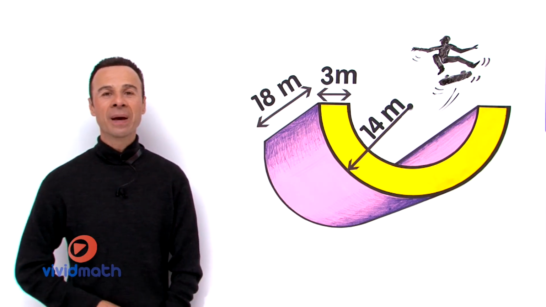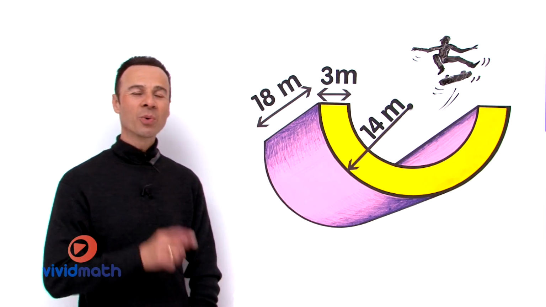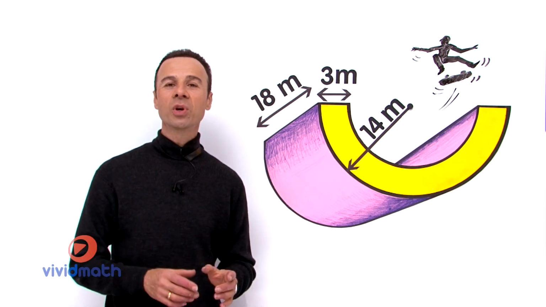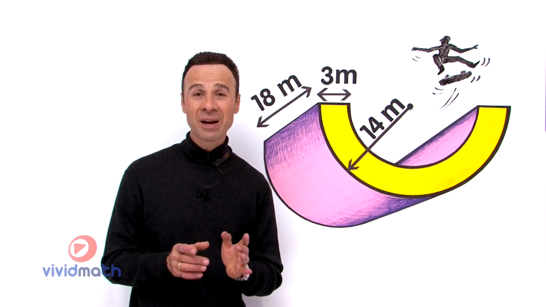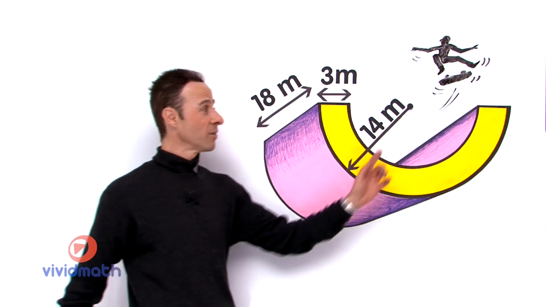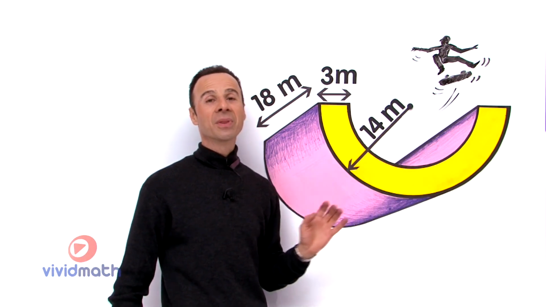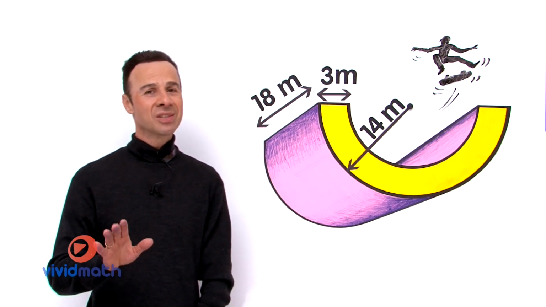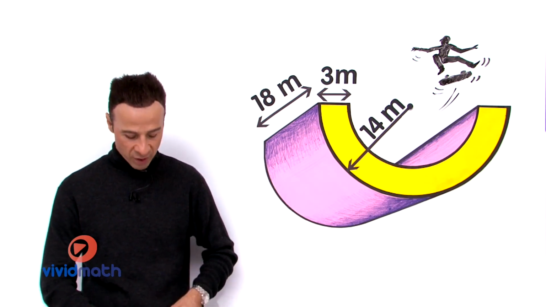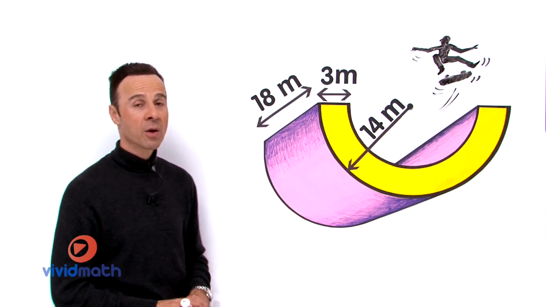Now here's the thing about it. We're going to do it in two stages, but there's something we've got to do first. And the thing is, we've got to work out what the radii is of each of those semicircles. Now we have a big radius and they gave it to us. It's 14 meters, but they haven't given us the small radius. So we need to work that out. It's a simple calculation. Nevertheless, we've got to do it. So let's do that right now, first off the bat.